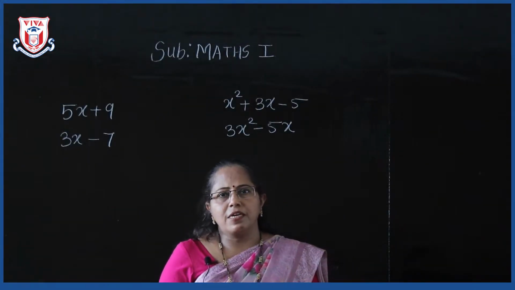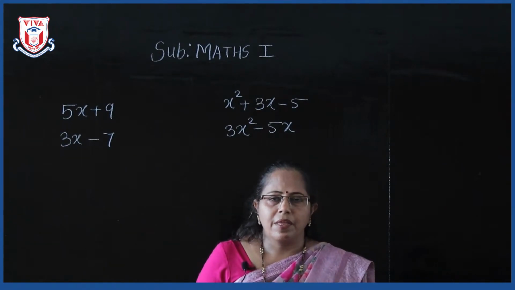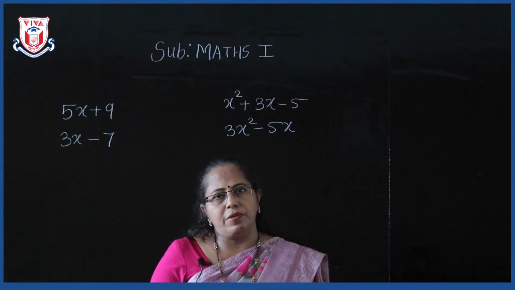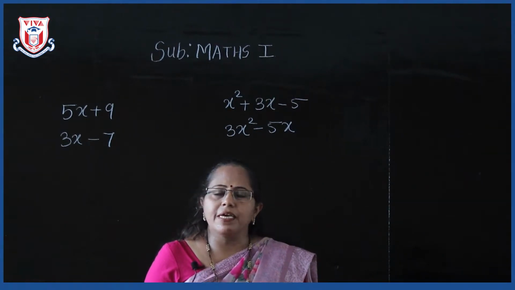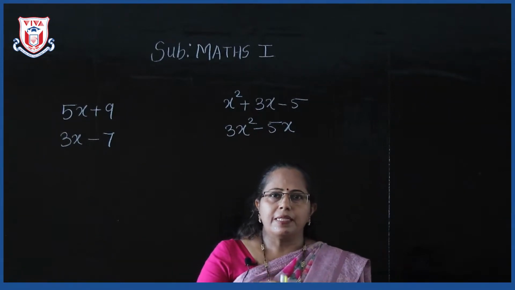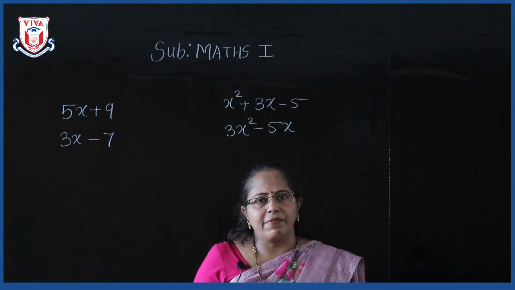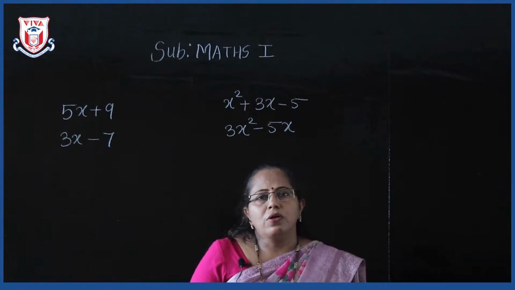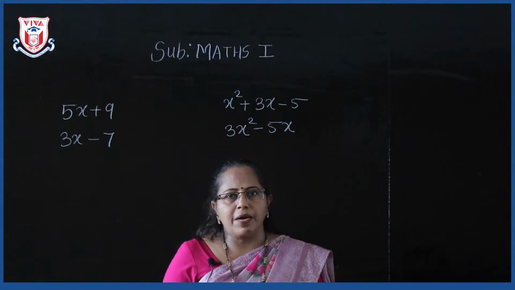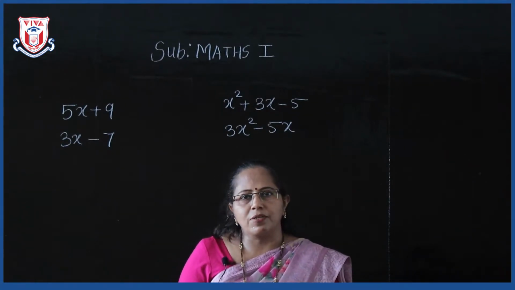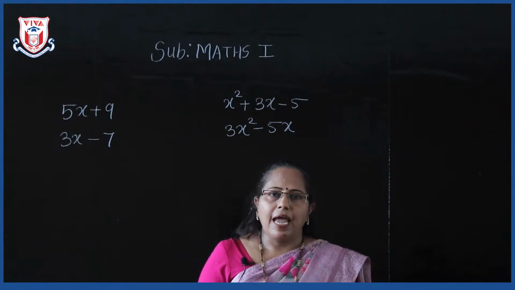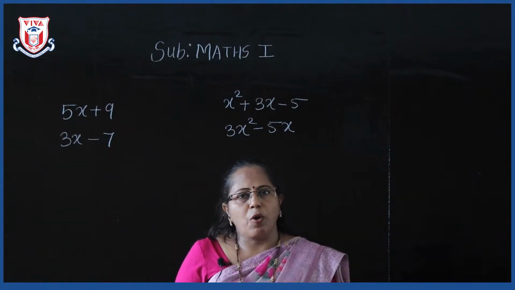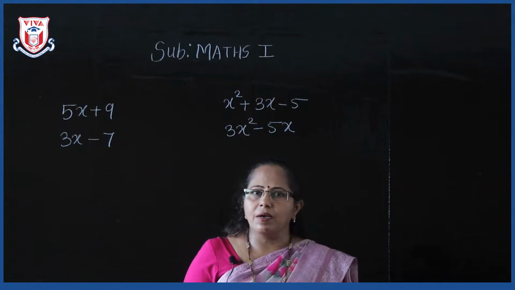Students, you have studied polynomials in 9th standard, and you also studied types of polynomials according to the degree of the polynomial. Now what is the meaning of degree of the polynomial? The maximum index number of the variable is the degree of that polynomial. Suppose the maximum index number of the variable is 1, then that polynomial is called a linear polynomial. And if the maximum index number of the variable is 2, then the polynomial is called a quadratic polynomial.